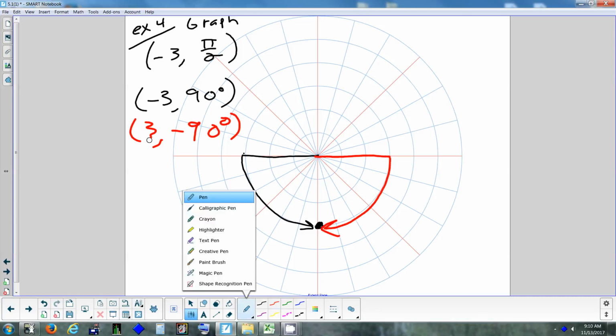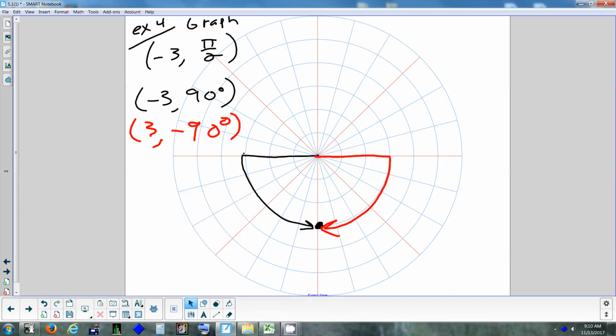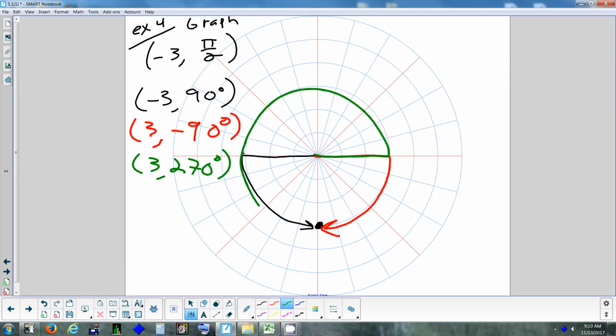Can anybody give me another one? Yep, Alex? 3, 270. All right, 3, 270. And we heard that idea come up earlier when I asked where would you end up. Somebody mentioned the idea at 270. So you could do 3, 270. So that would be right 3, all the way around that way. I drew it off the black line a little bit so you could see it.